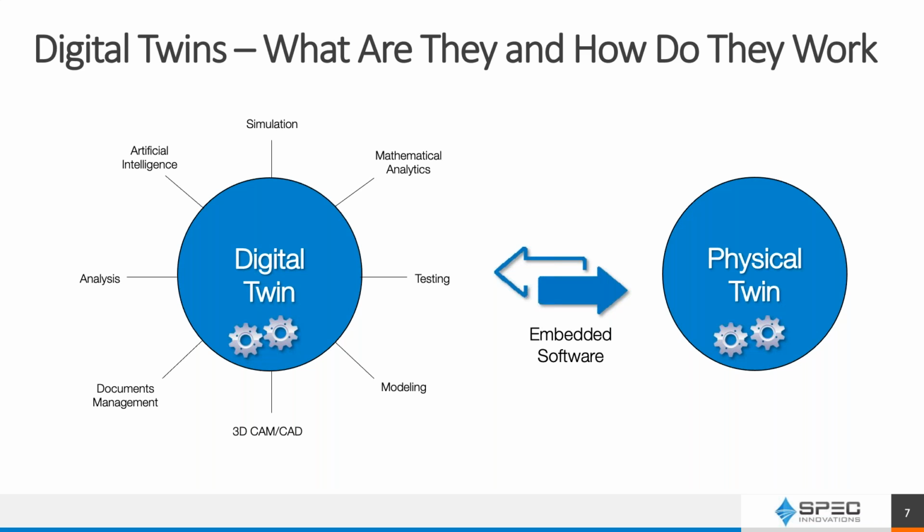And the embedded software typically tends to be the kinds of software that we use for mathematical analytics and testing, modeling, 3D computer-aided models or computer-aided drawing, document management, and doing overall analysis, utilizing artificial intelligence, and also providing simulation. And this is all to extrapolate data to determine that what we can do, at least in the synthetic world, we can also do in the physical world as we go into testing the physical system based off of the digital architecture that we've been able to provide.